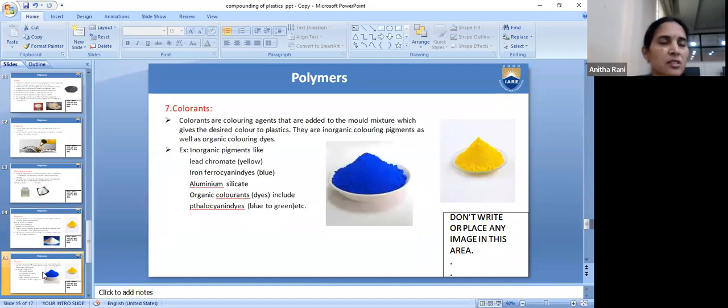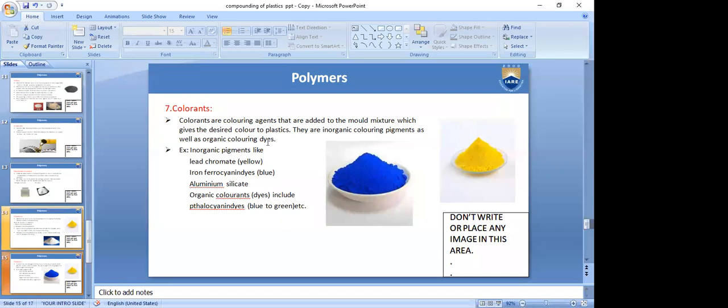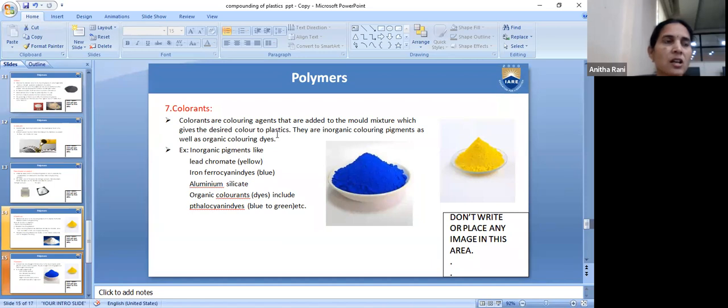Now coloring materials, tell me. Why do we have to add colors? To get the desired color for the plastic. Some examples, you tell me. I gave 4 here. At least 2 you have to remember.